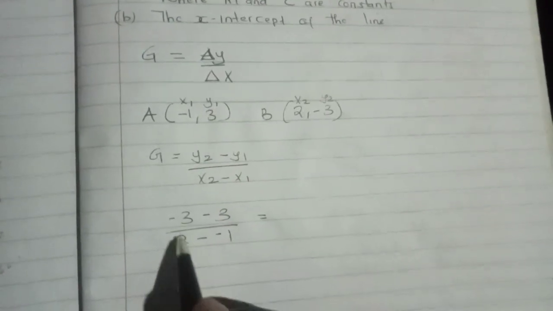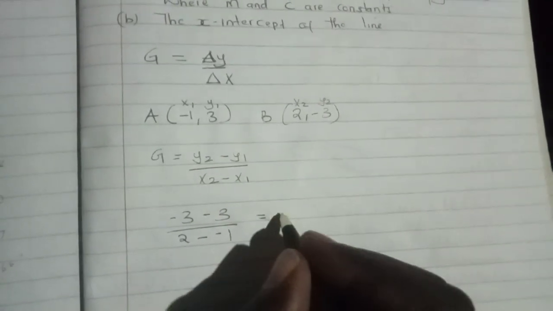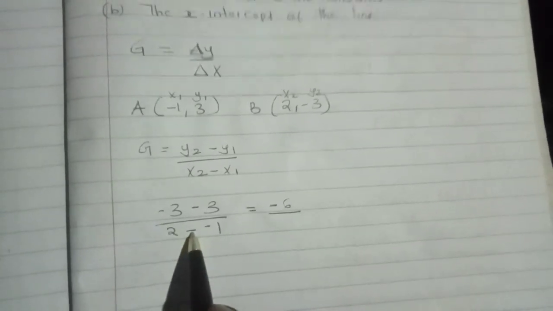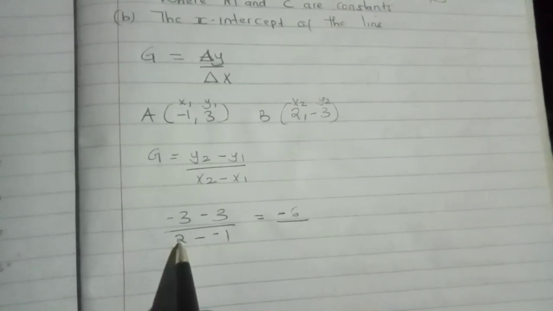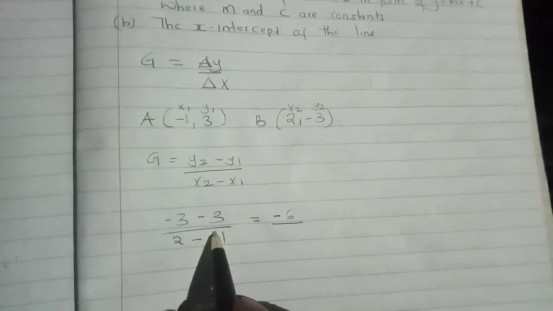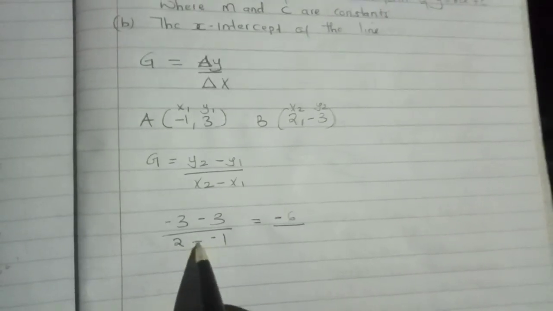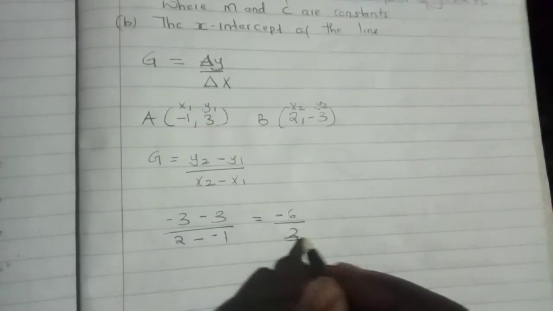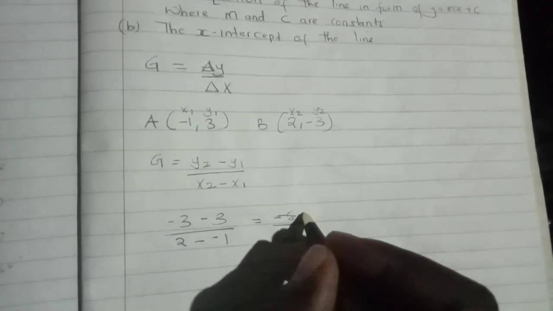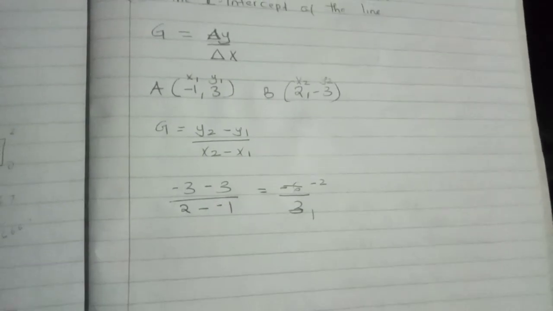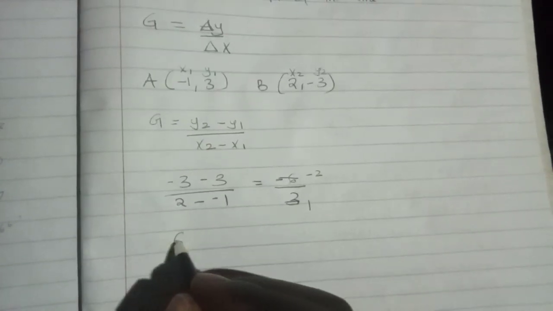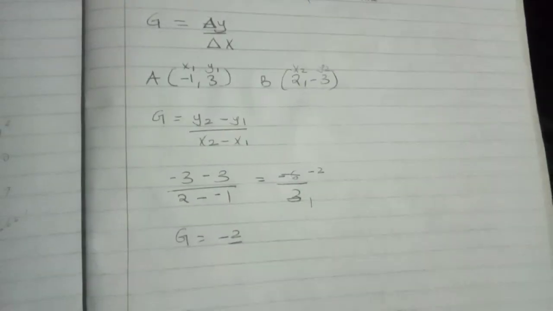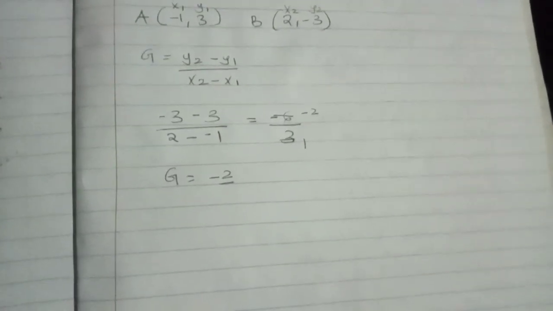That is going to be equal to -3 minus 3, which is -6, and then 2 minus -1. Negative times negative is going to be positive, so 2 plus 1 is going to be 3. And then when you simplify, 3 goes into -6, -2 times. So my gradient is going to be equal to -2.